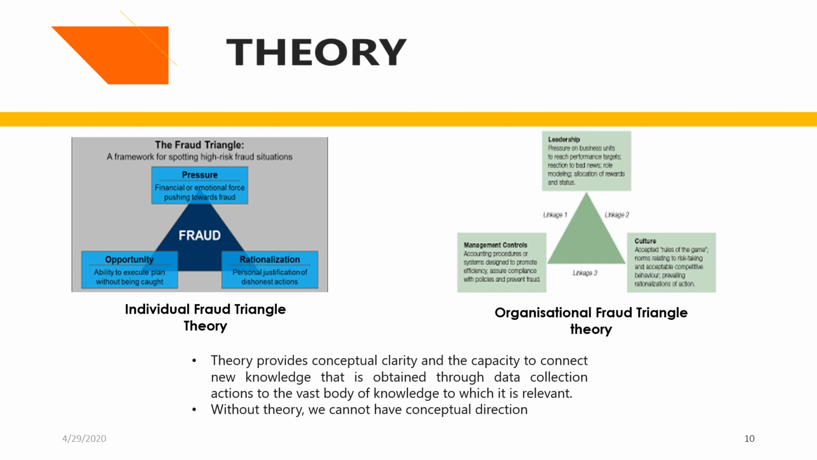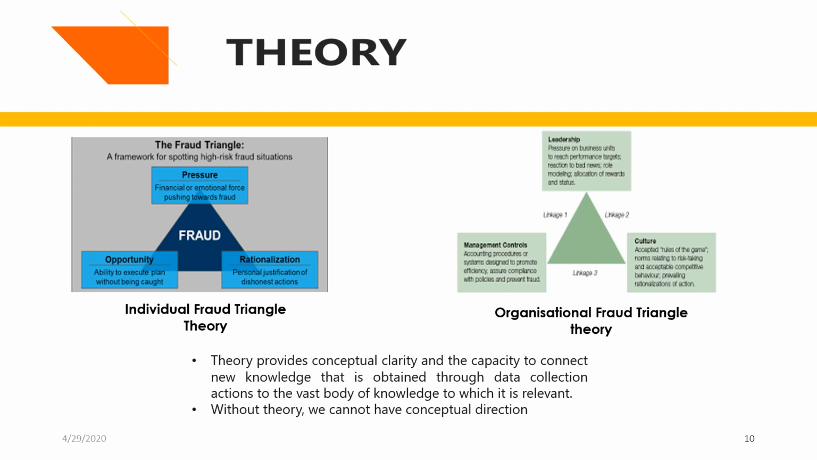Research objective number two, based on individual fraud triangle theory again, is to examine whether opportunity leads to fraud. And research objective number three is to examine whether rationalization leads to fraud.